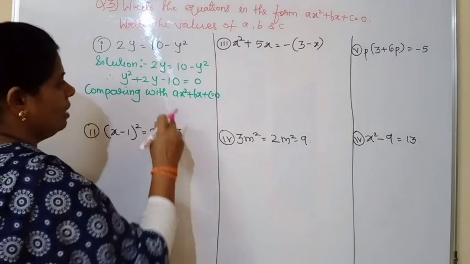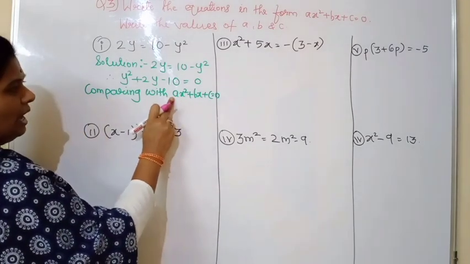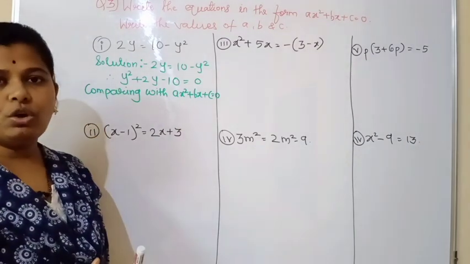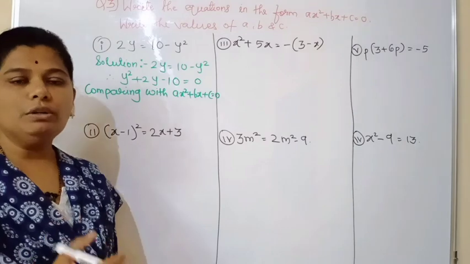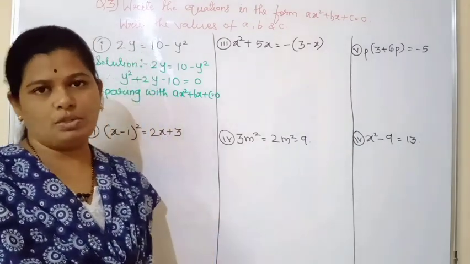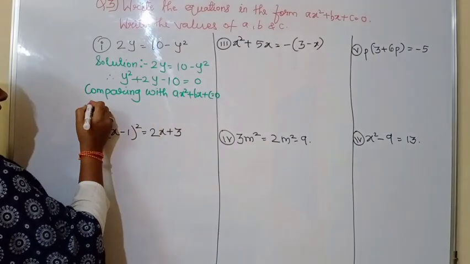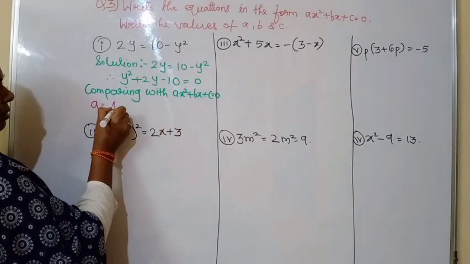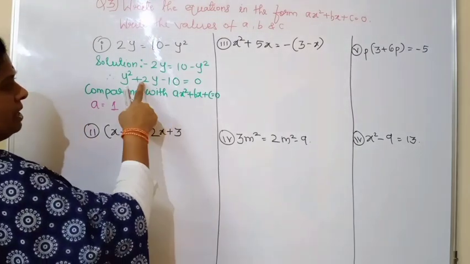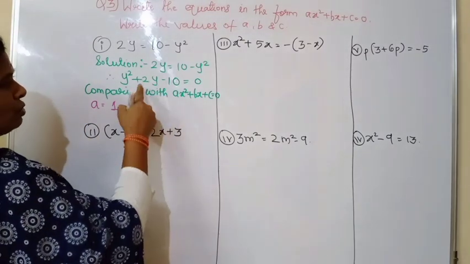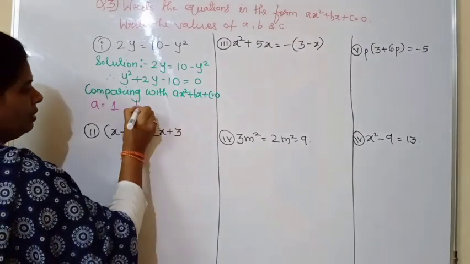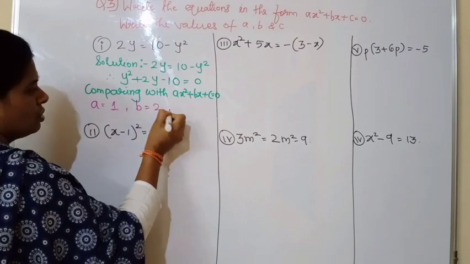See now, here ax square. So for a, what is there? y square. What is the coefficient of y square? Before the y square there is no number, which means there is 1. So what is the value of a here? a equal to 1. Next is bx. bx means 2y, so in place of b the value is 2. So here our value of b is 2.